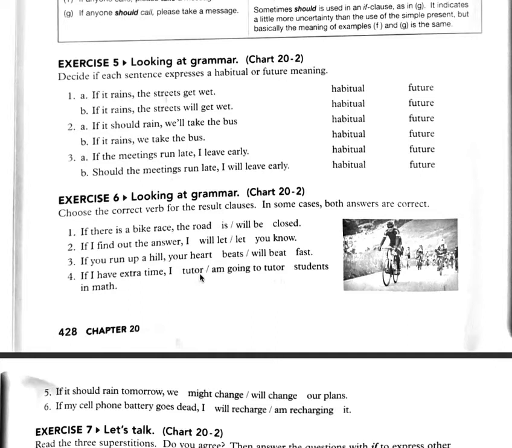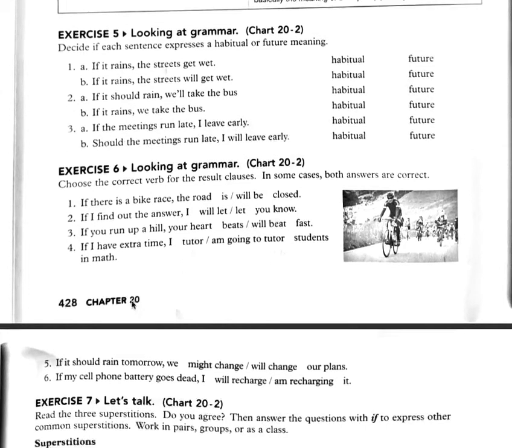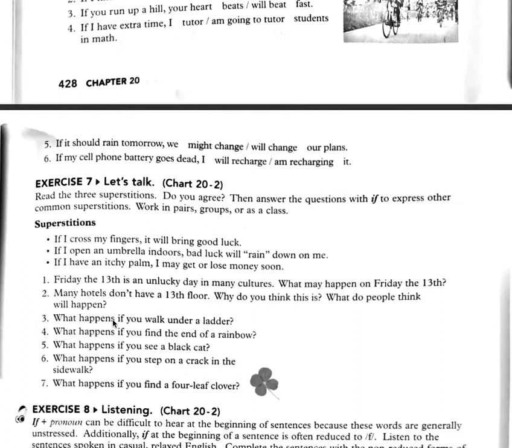If I have extra time, I blank students in math. So here, if I have extra time, I tutor, and I am going to tutor students in math. Okay. Look at number 5. If it should rain tomorrow, we might change our plans, and if it should rain tomorrow, we will change our plans. Both are correct. This is degree of uncertainty, and this is future.